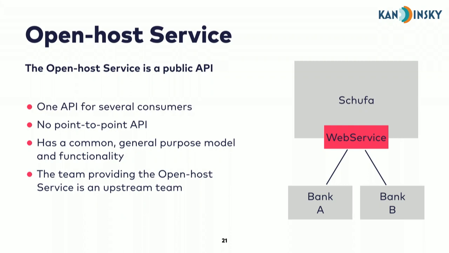And after that, we'll consolidate them into a big picture and play a little game after that. I'll show you some context maps and you need to tell me where the problem is. So let's start off with one of the patterns. That's the open host service. This is a pattern which is pretty easy to understand.